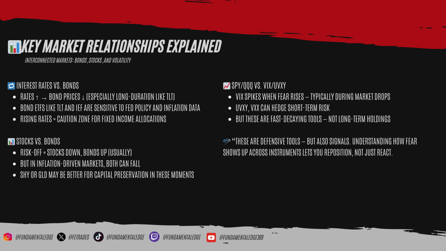But in risk-off regimes where uncertainty rises, capital flows out of stocks and into perceived safe havens like US Treasuries. This causes stocks to fall and bonds to rise. That's the classic inverse correlation, but it's not guaranteed. Look at 2022. Inflation was rampant. The Fed was hiking aggressively. And guess what? Both stocks and bonds fell together.